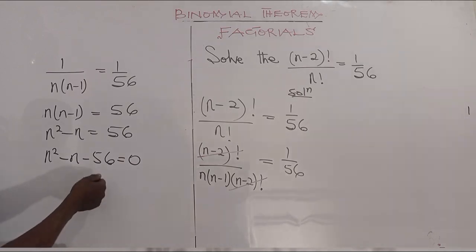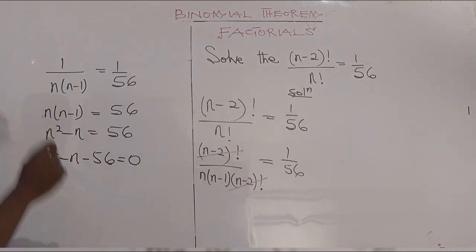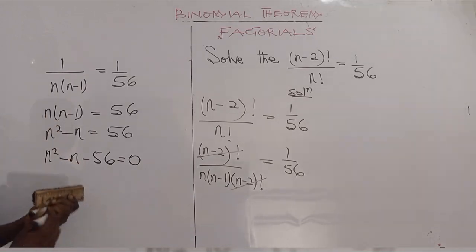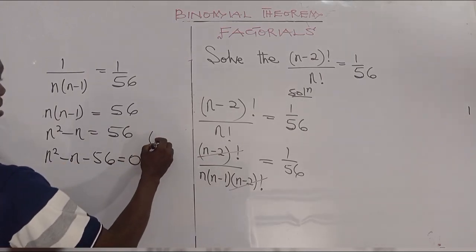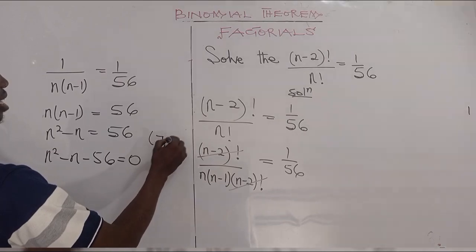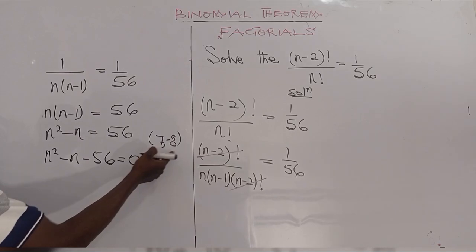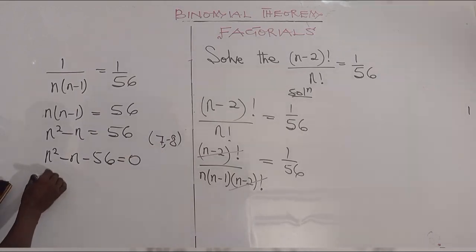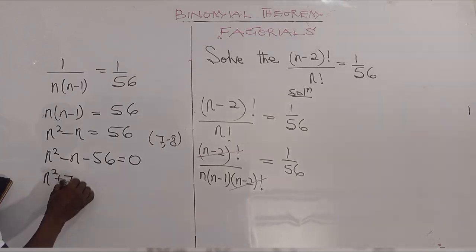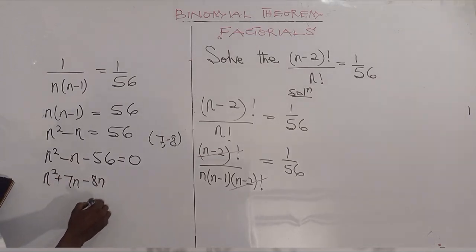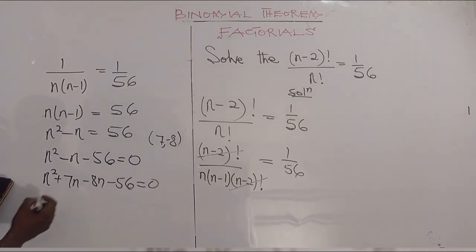So we are looking for two numbers that when we multiply, we get 56. And these same two numbers, when we add, we should get negative 1. And these numbers are 7 and then minus 8. So we are going to substitute this in place of n. So we are going to have n squared plus 7n minus 8n minus 56 gives us 0.